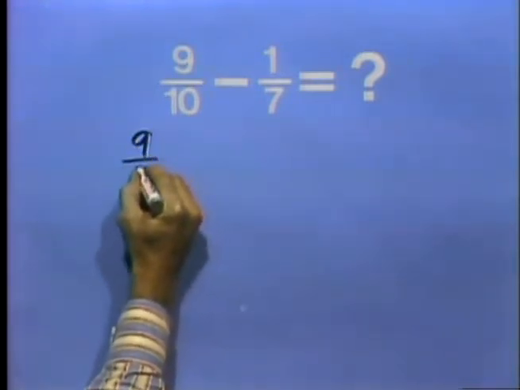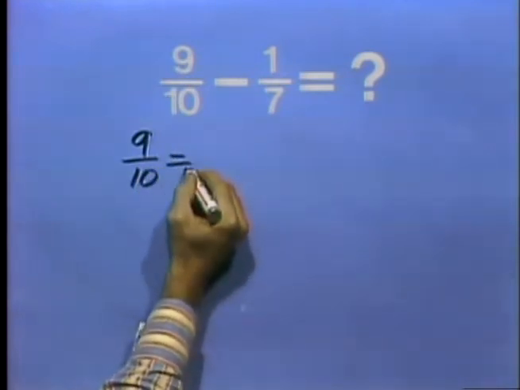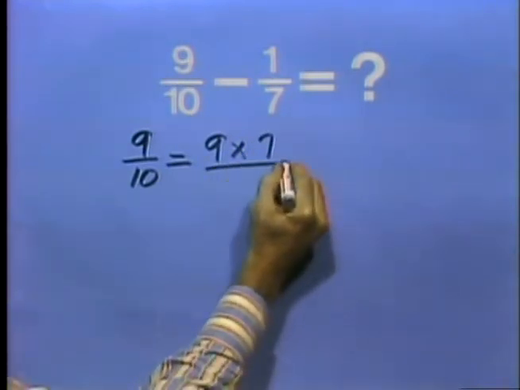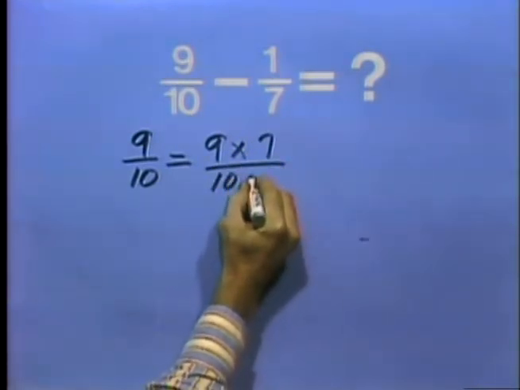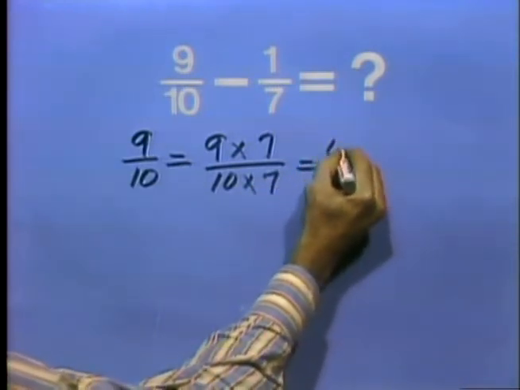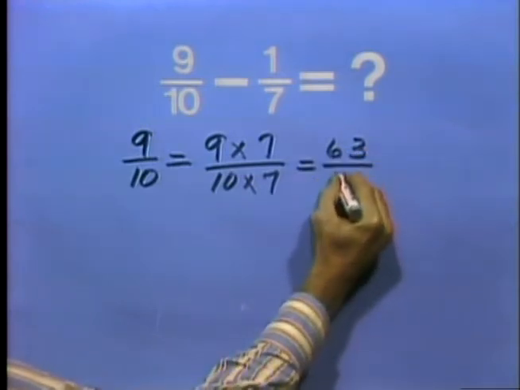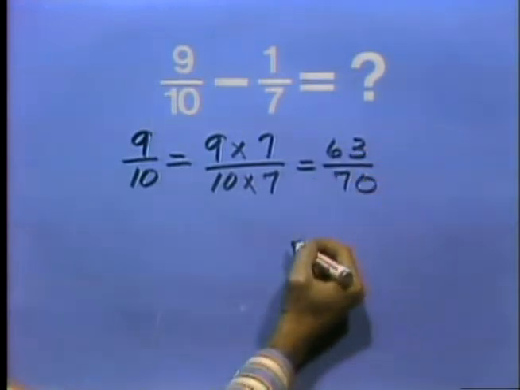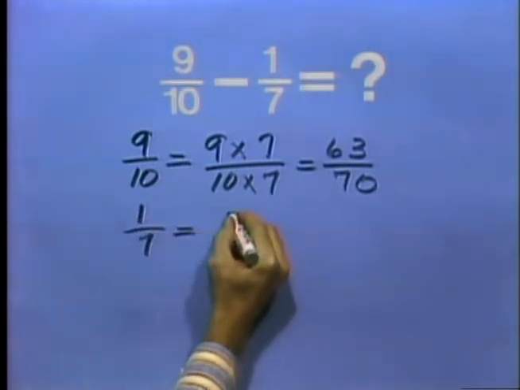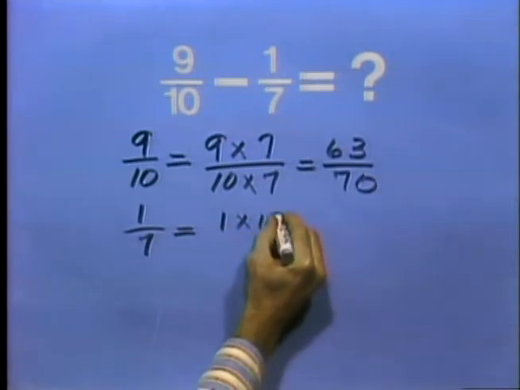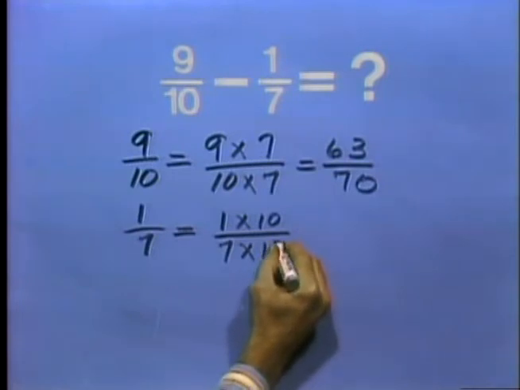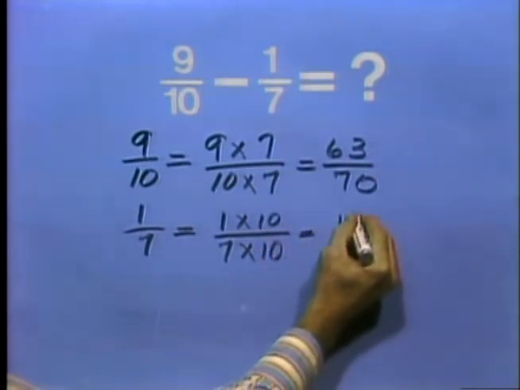9/10 equals 9 times 7 over 10 times 7, which equals 63 over 70. 1/7 equals 1 times 10 over 7 times 10, or 10 over 70.